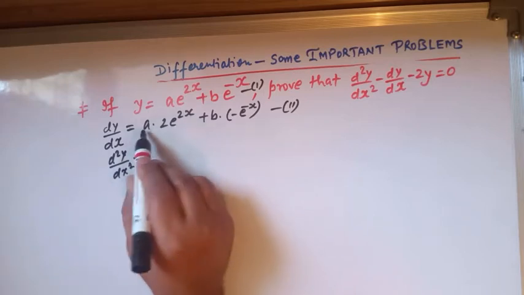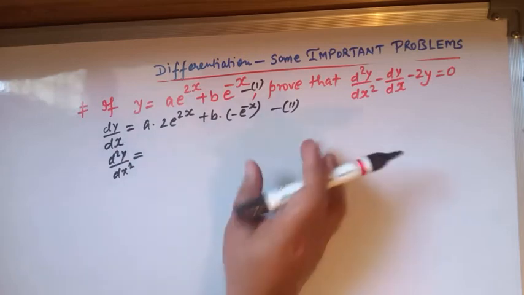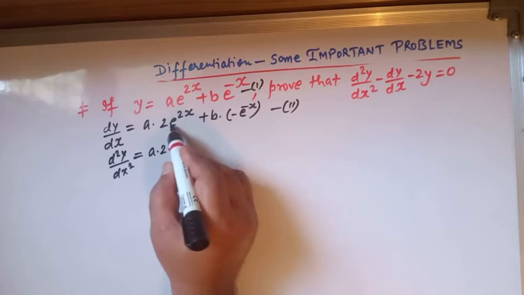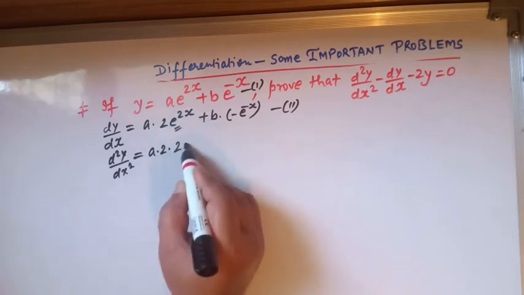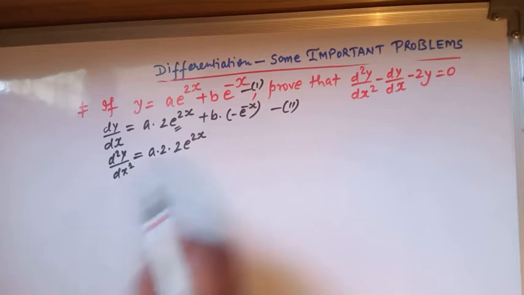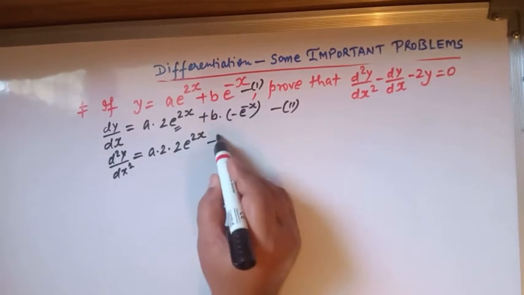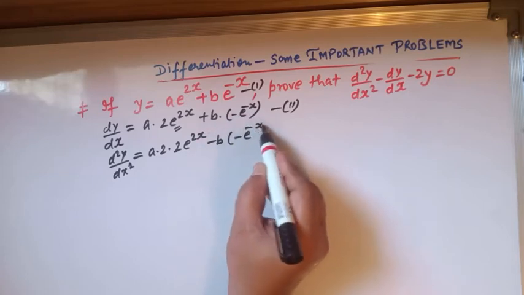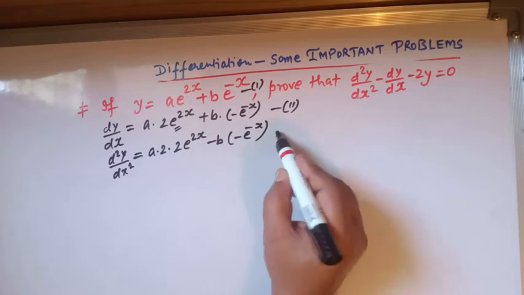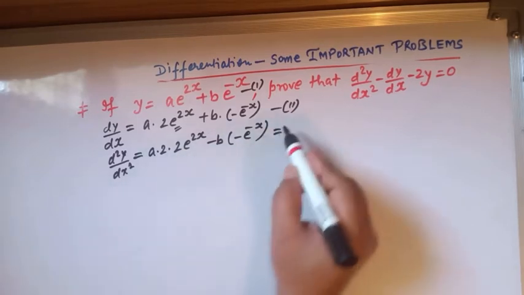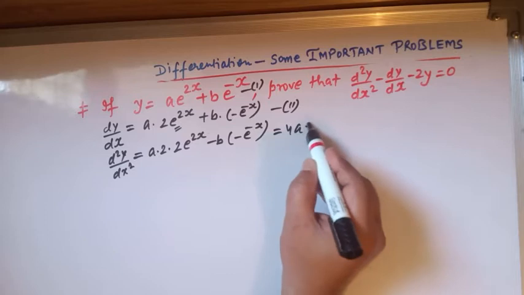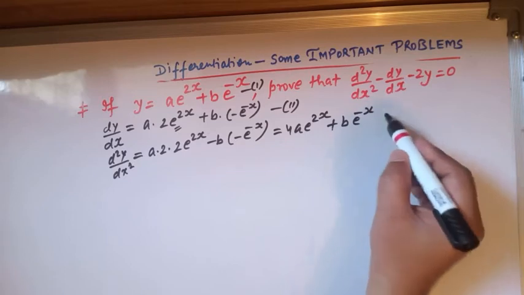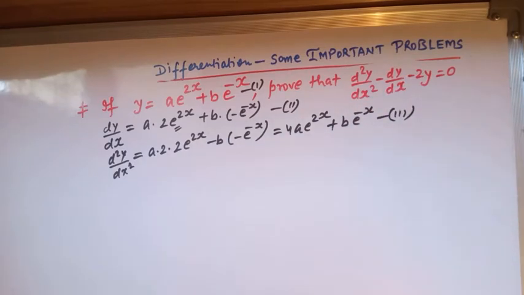So we have to differentiate equation 2. So here we have a, here we have 2. The derivative of this term is 2 e raised to 2x. Clear? And then we have minus b here, and the derivative is minus e raised to minus x. So this expression is equal to 4a e raised to 2x, and minus minus plus, so we have b e raised to minus x. So this is equation number 3.